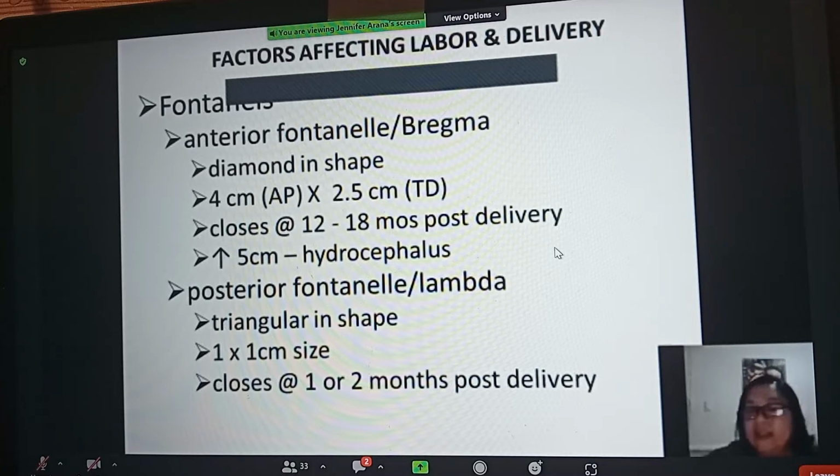Alright, so the other fontanelle is the posterior fontanelle or the lambda. This fontanelle is triangular in shape. And it measures 1 by 1 centimeter, meaning ang anterior-posterior diameter, 1 centimeter, ang iyang transverse diameter, 1 centimeter po. This fontanelle closes at 1 or 2 months old after delivery.